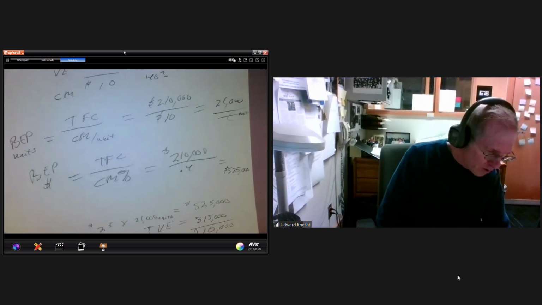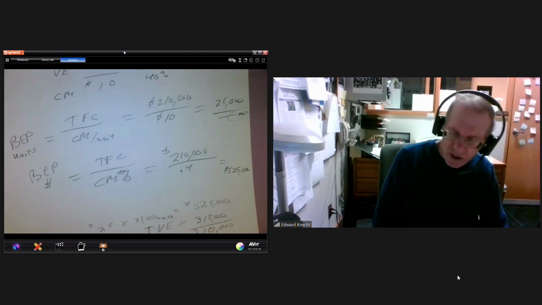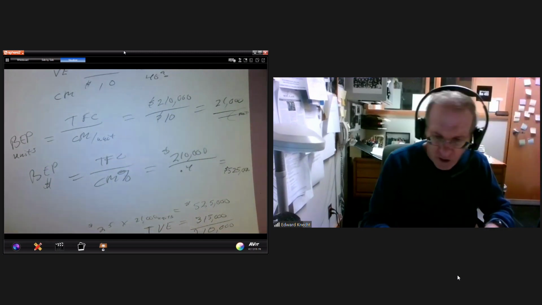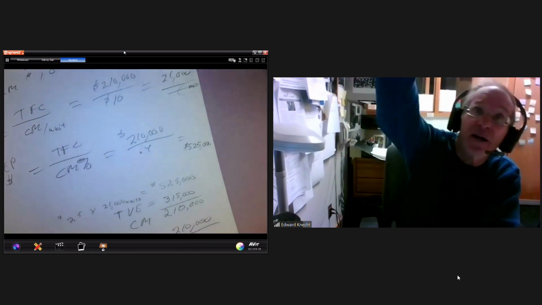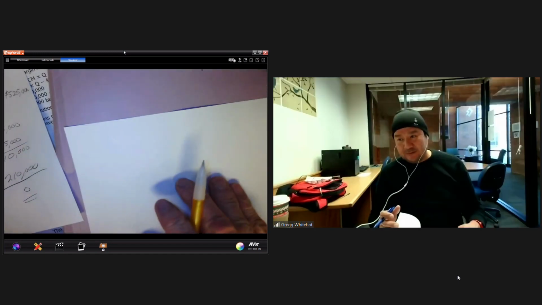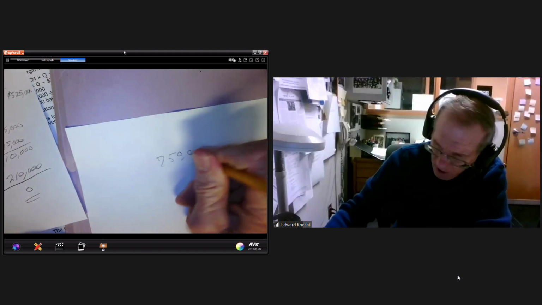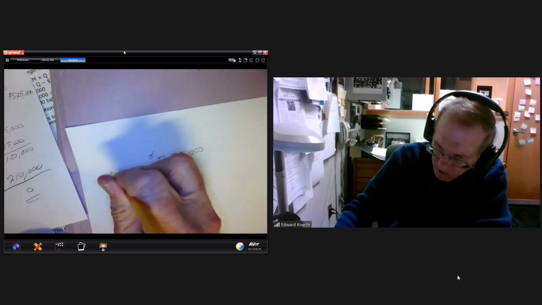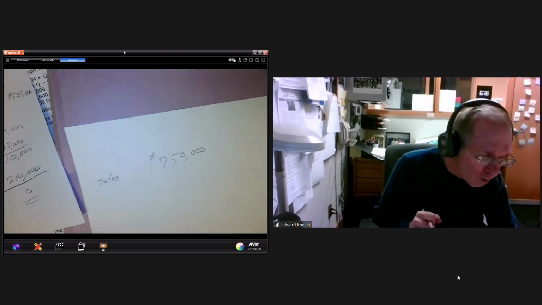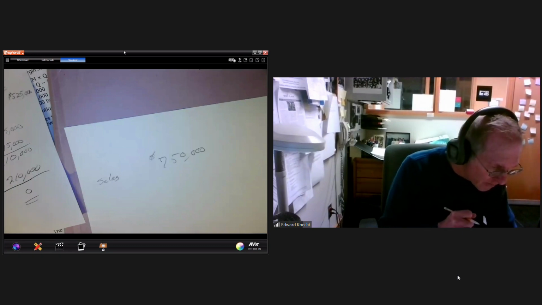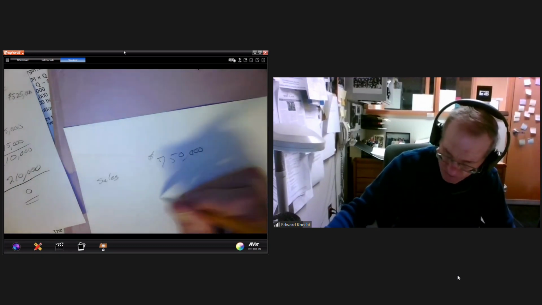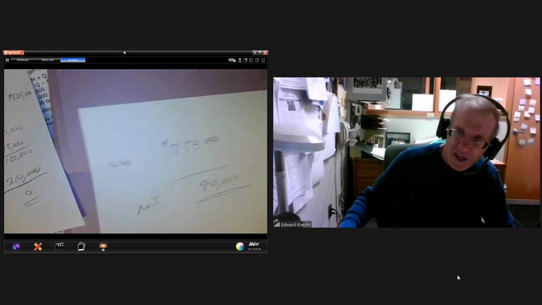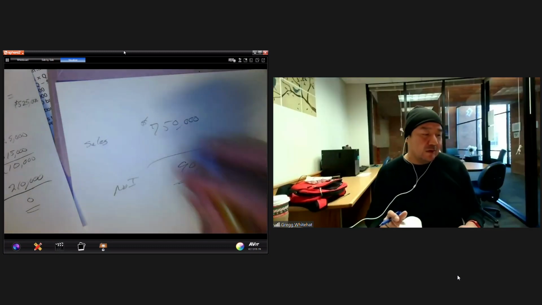Degree of operating leverage at last year's sales level. What's last year's sales level? Can you tell me, Greg? 750,000 in sales. So that's last year's level of sales, right? So what do we know about net operating income at $750,000 of sales? Net operating income is 90,000.